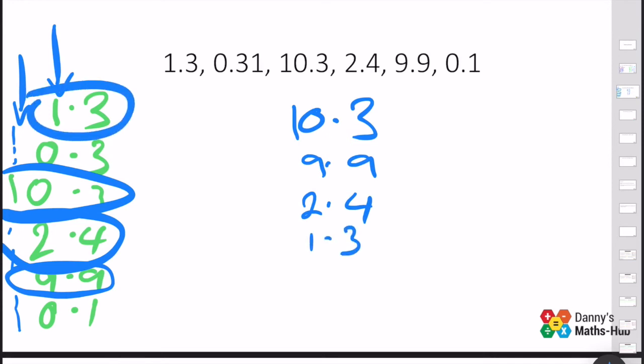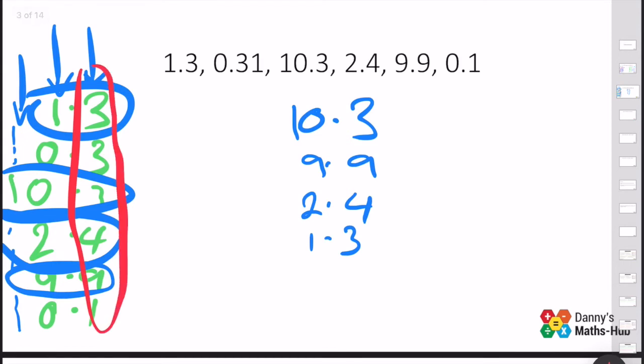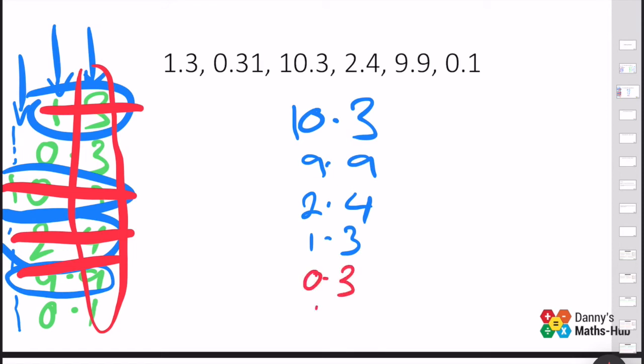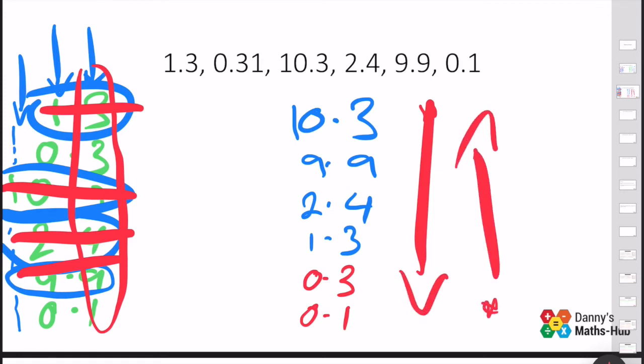Then we're left with only zeros. If we look down the 10th column, well, we know that we've done that one, we've done that one, we've done that one, we've done that one. We're only left with 3 and 1. 3 is the biggest, so 0.3 followed by 0.1. Now that these are in order, if we had to arrange them from biggest to smallest, we'd start here and work down. If we wanted to arrange them from smallest to biggest, we'd start from here and work up.